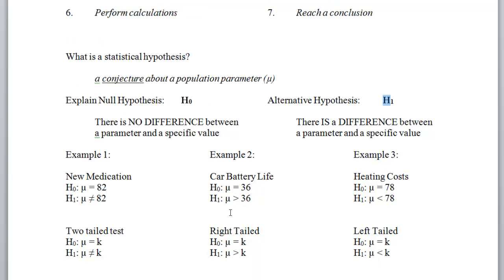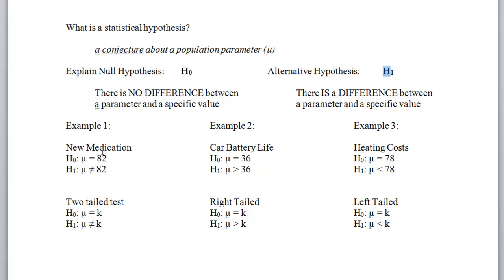There are some other examples given in the book that show the different types of hypotheses. Maybe there's a new heart medication, and it puts heartbeats at 82 per minute. The null hypothesis is that the medication will keep it at 82, and the alternative hypothesis would be that your heartbeat will change. It will not be 82 anymore.